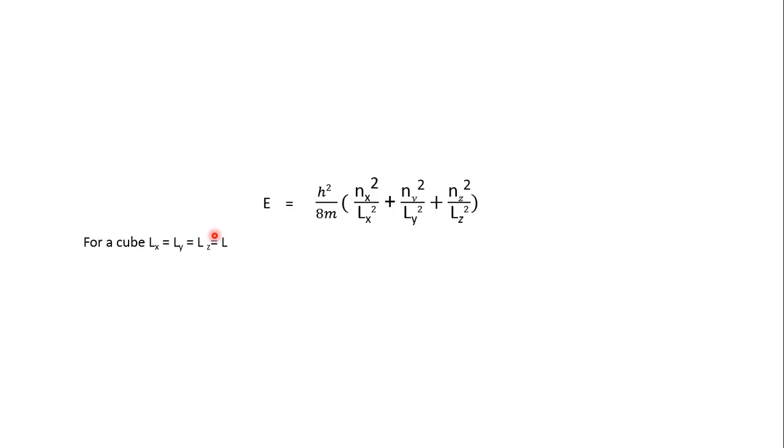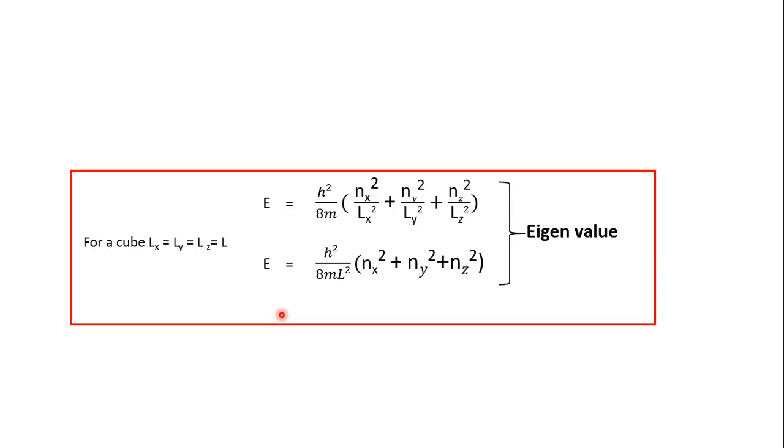For the cube, all the three sides are equal. Lx is equal to Ly is equal to Lz is equal to capital L, and so this will become L², L², L², and this can also be taken out, and we will find h² by 8m L² into nx² plus ny² plus nz², and nx, ny, nz take the values 1, 2, 3, etc. It will not take the value 0. And if you change the value of nx, ny and nz, the value of energy will also change. This is the expression for the eigenvalue of a particle in a box in 3 dimensions.